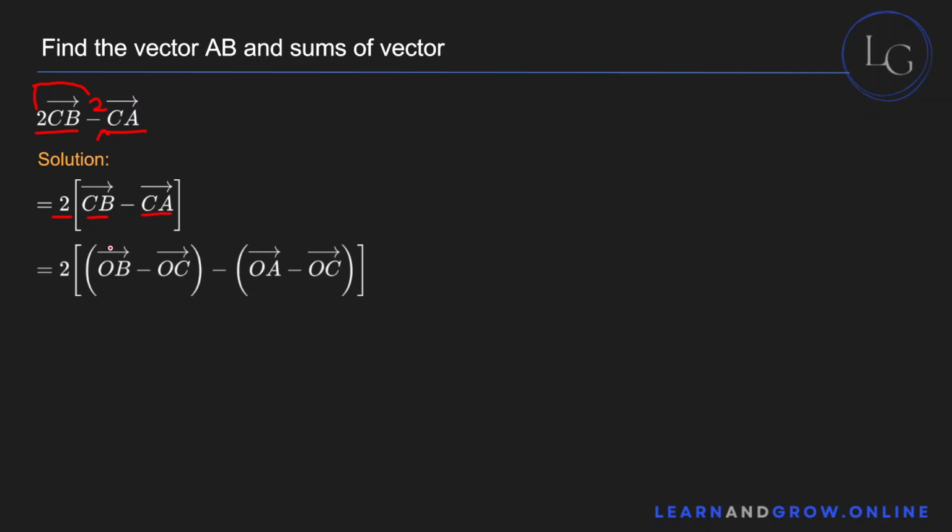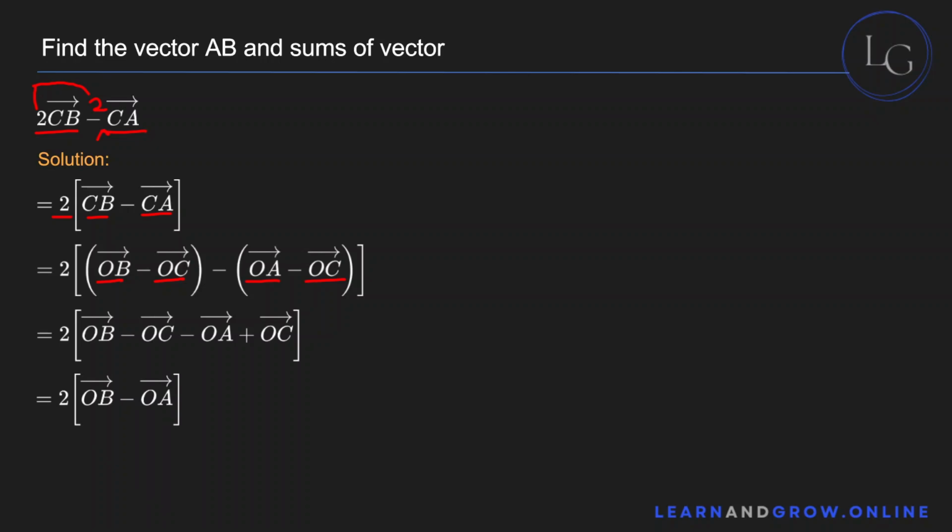Now, as you know, CB is equal to OB minus OC, the position vector of B minus the position vector of C, and CA is the position vector of A minus the position vector of C. We already found these values earlier, but to make things even simpler, first expand this, and this is what you get: OB minus OC minus OA plus OC. This OC and this OC cancel out because one is negative and one is positive, so you're left with 2 times (OB minus OA), right?